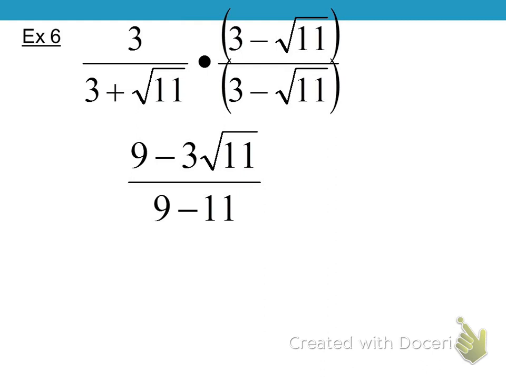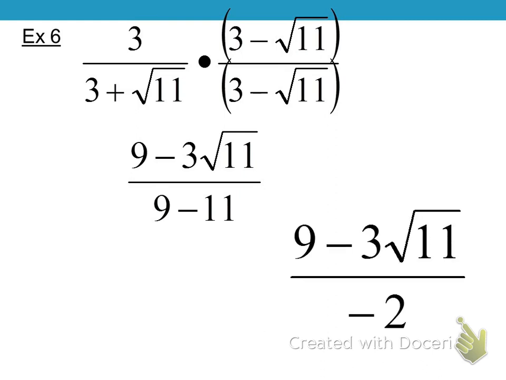All right, in the denominator, those are like terms now. They're both just constants. What is 9 minus 11? Negative 2. In the numerator, no, the 3 has a square root 11 with it. The 9 does not. So those cannot be subtracted.